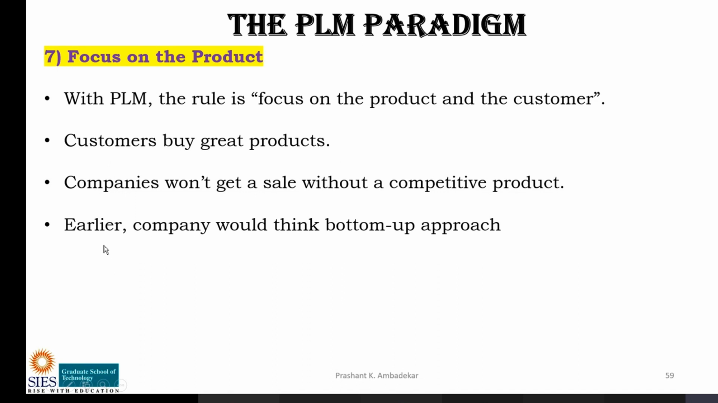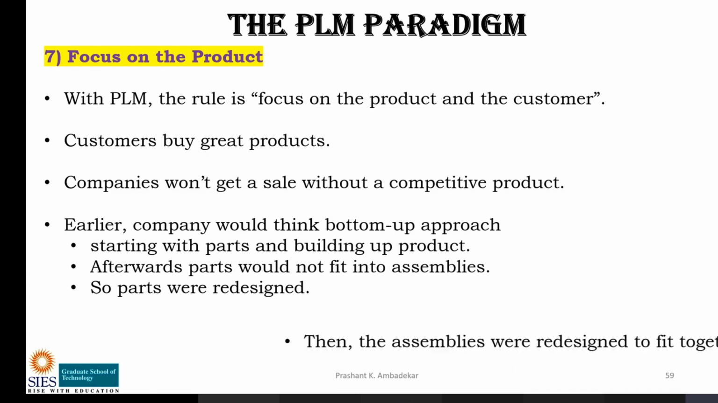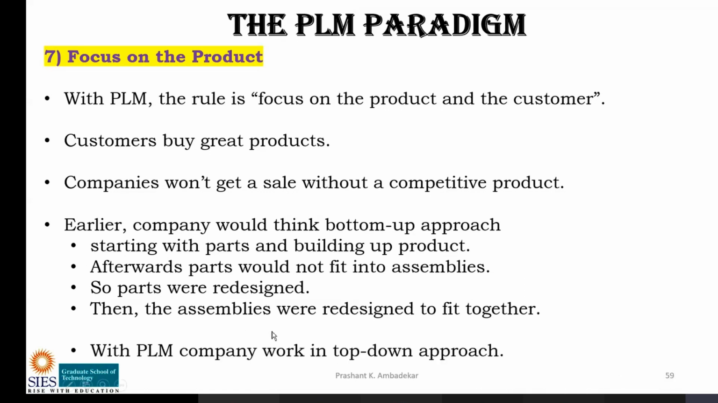Again, one more last point before I end is, earlier companies would think bottom up approach. Bottom up approach means they would start building a part, and then start fitting it into an assembly, and if the assemblies and parts would not fit, they would redesign it, and again the products were built. But now it is not bottom up, it is top down approach. Now the companies work with top down approach, meaning it's from the top level management to the worker. The information will flow, everyone will be included in the system.